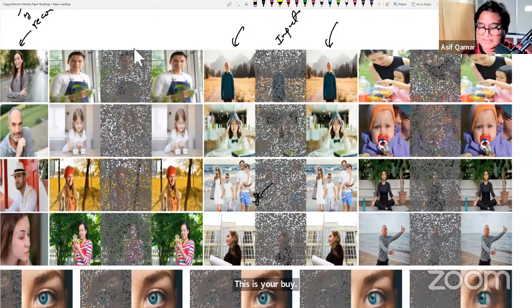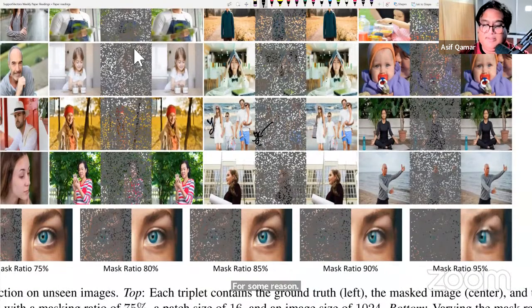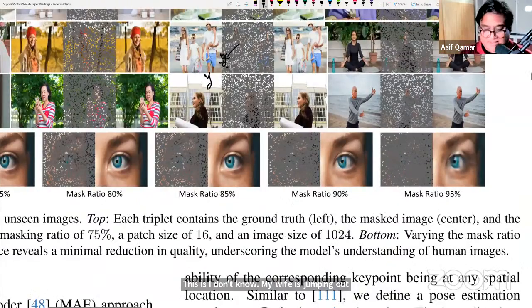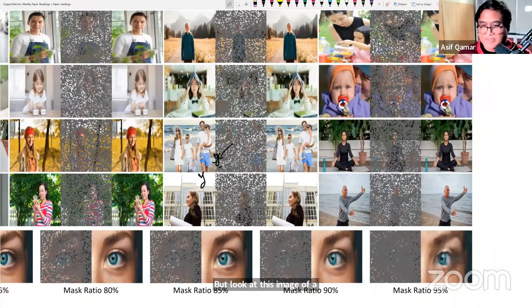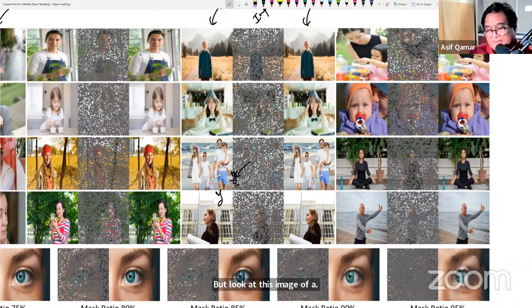For some reason, I have lost the sync. Oh no, my Y is jumping all over the place. But look at the image of the ocean, the beach, a family on the beach. And look at the masked image. To me, the masked image looks pretty hopeless. Nevertheless, the machine is able to reconstruct the original. Very close to the original.